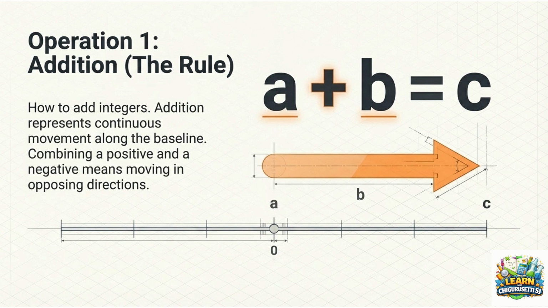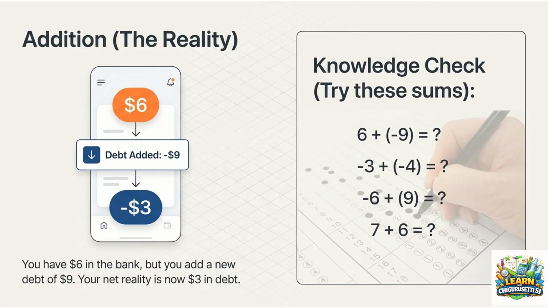So operation 1 is addition. Addition represents continuous movement, meaning the sum of two or more integers. Combining positive and negative means moving in opposite directions. This is the actual real definition. If you have $6 in your bank, but you add a new debit of $9, your net reality is now $3 in debit.